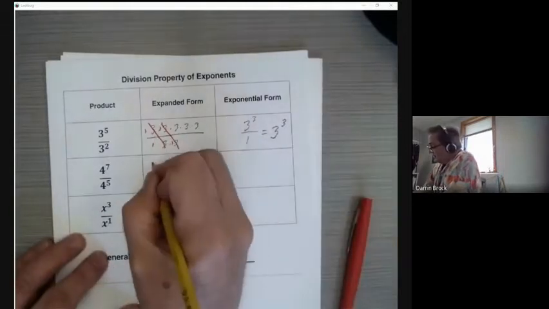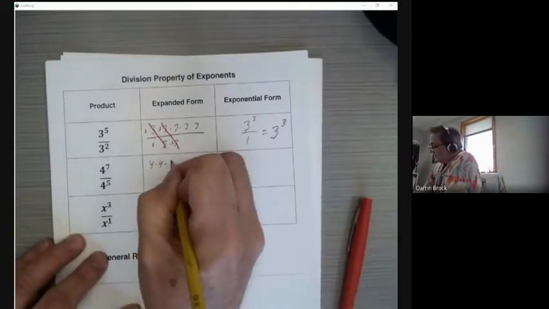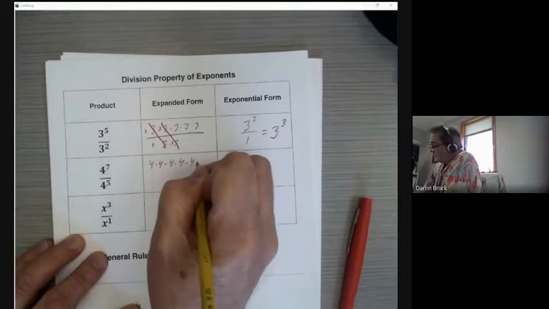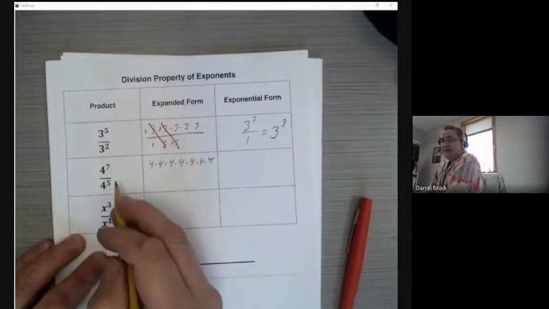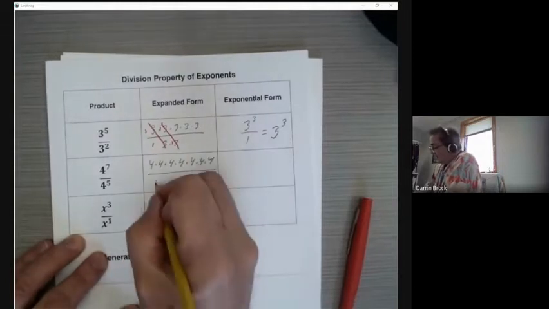So let's look at another one here. 4 times 4 times 4 times 4 times 4 times 4. And one more. 1, 2, 3, 4, 5, 6, 7. Divided by 4 to the 5th.